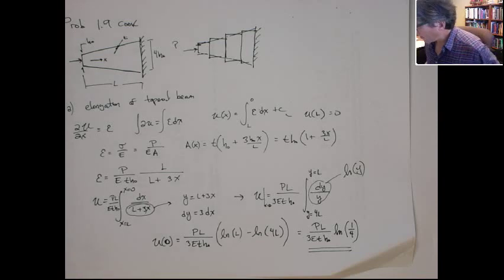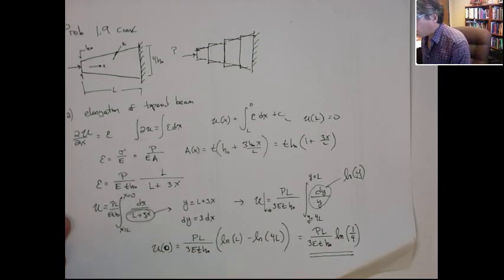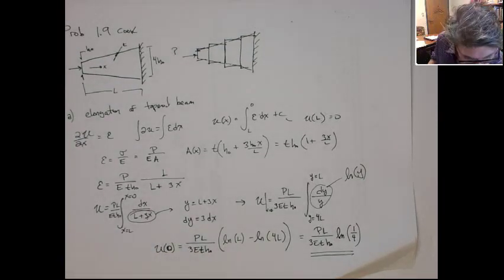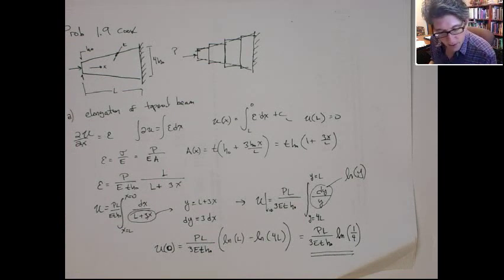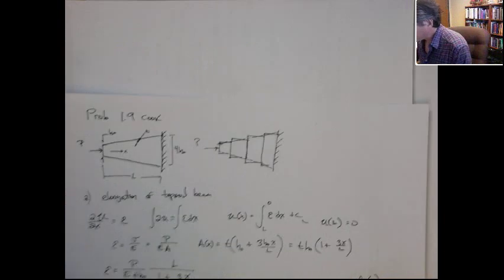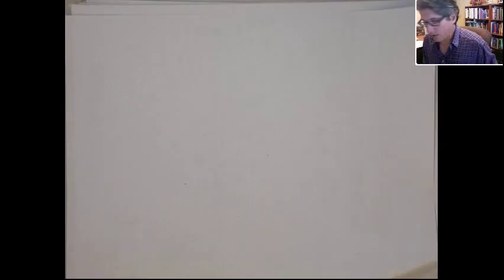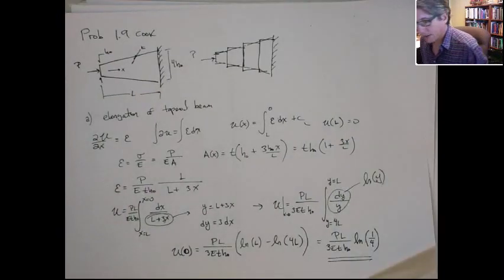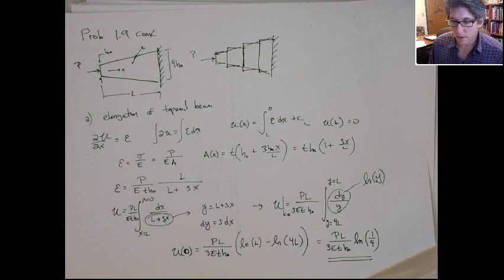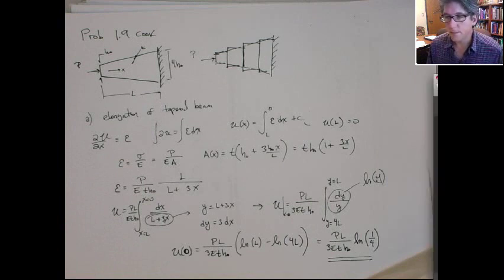Now, part B wants you to compare the displacement using 1, 2, and 4 elements. Okay. So if we were to do the 1 element case, well, maybe I'll pause here. Why don't I pause here? Because this might get a little long. And then we can do the part B.